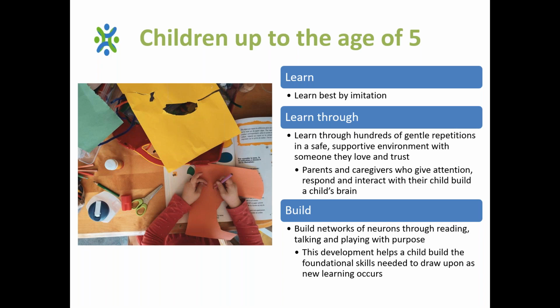They also learn through repetitions. So hundreds of gentle repetitions in a safe, supportive environment with someone they love and trust. And then again, parents and caregivers who give attention, respond and interact with their children are helping build that child's brain. It's really building that network of neurons through being read to, being talked to, being played with purpose. And this development helps a child build those foundational skills needed to draw upon as new learning occurs.